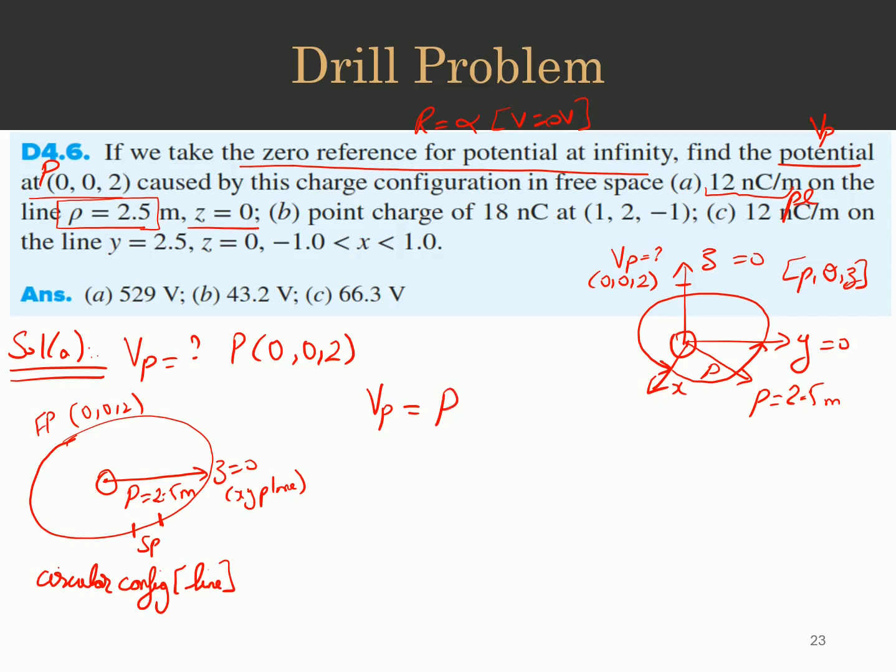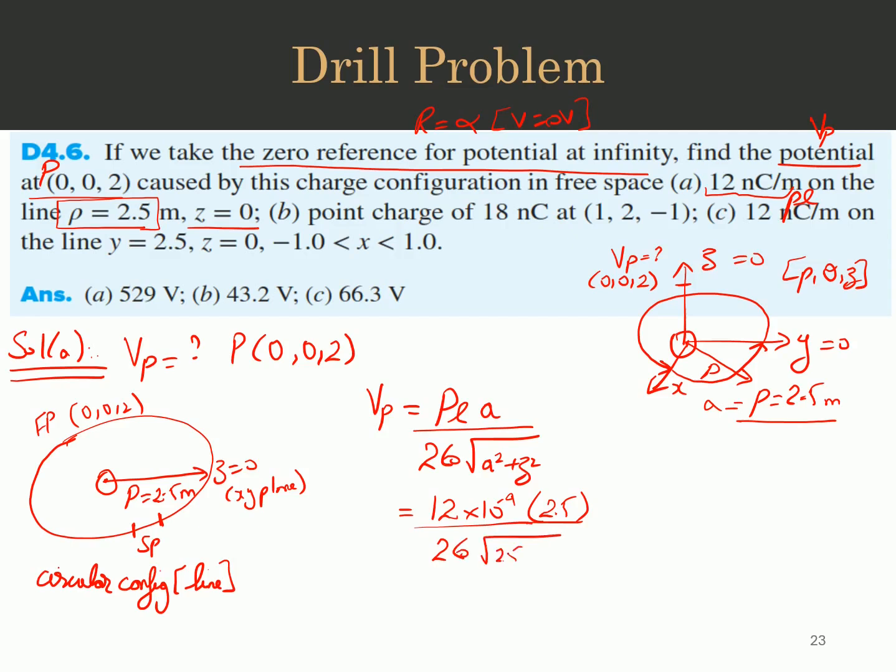that the circular potential is basically dependent on rho L multiplied with the value of a, divided by 2 epsilon under root a square plus z square. Now what is a and what is z? So rho L is 12 nanocoulomb per meter, that is 12 into 10 raised to power minus 9, multiplied by a, which is basically this radial length, which is rho. So it is 2.5 divided by 2 epsilon under root a square, which is 2.5 square plus z.